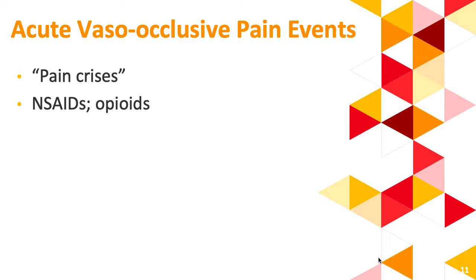Some people may tell you not to give them NSAIDs because sickle cell patients can have problems with their kidneys, and certainly they can have problems with their kidneys, but it is totally fine to give a sickle cell patient an NSAID. Do not be scared to do that unless they have a known history of chronic kidney disease or something. And in particular in a kid, I think it's a very good idea to give them an NSAID like Toradol.